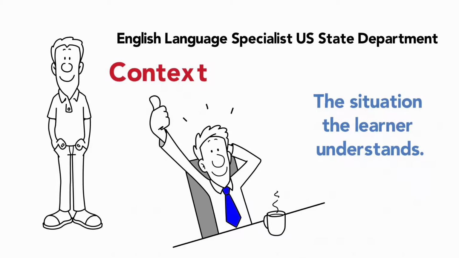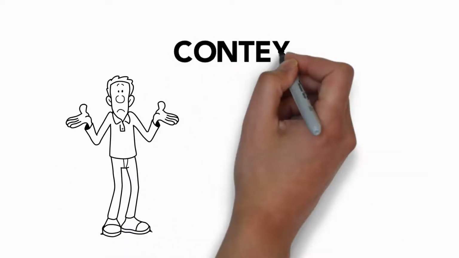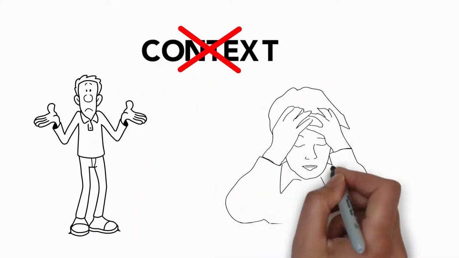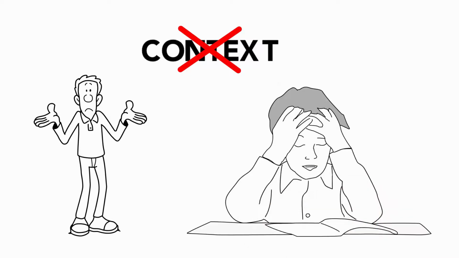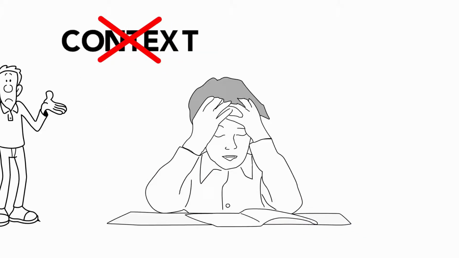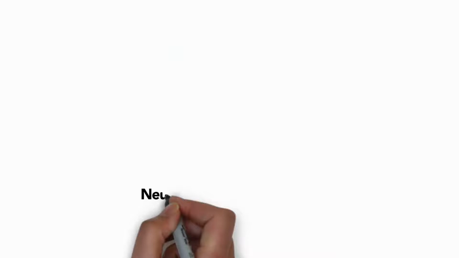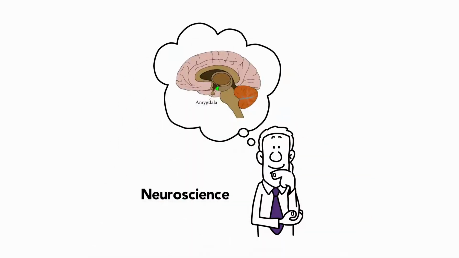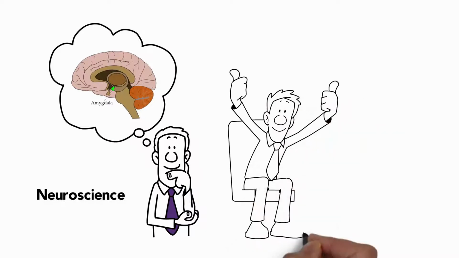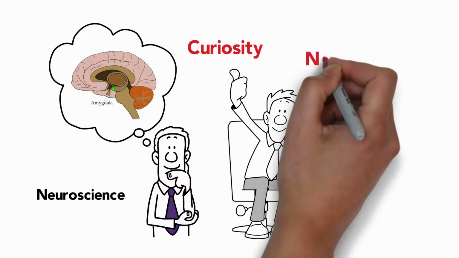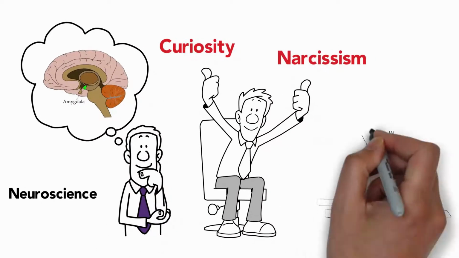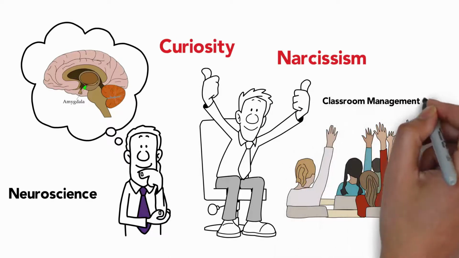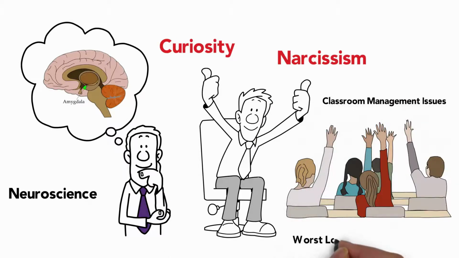If teachers fail to provide context, they are, in essence, providing inappropriate language to their students during lessons. From a neuroscience perspective, your student's amygdala wants to know what's in it for me. If you're not able to demonstrate and satisfy the curiosity and narcissism of your student's amygdala, you will have classroom management issues, or worse, low student performance.